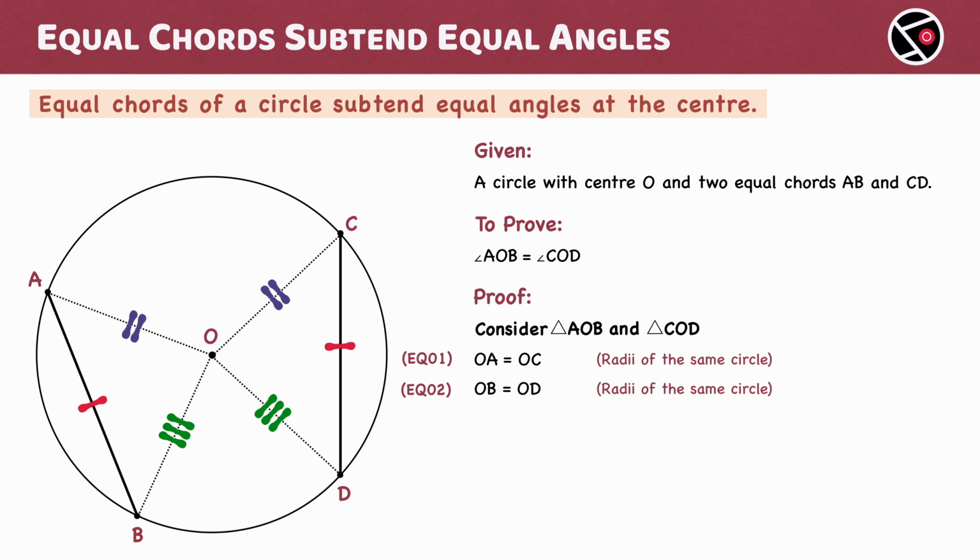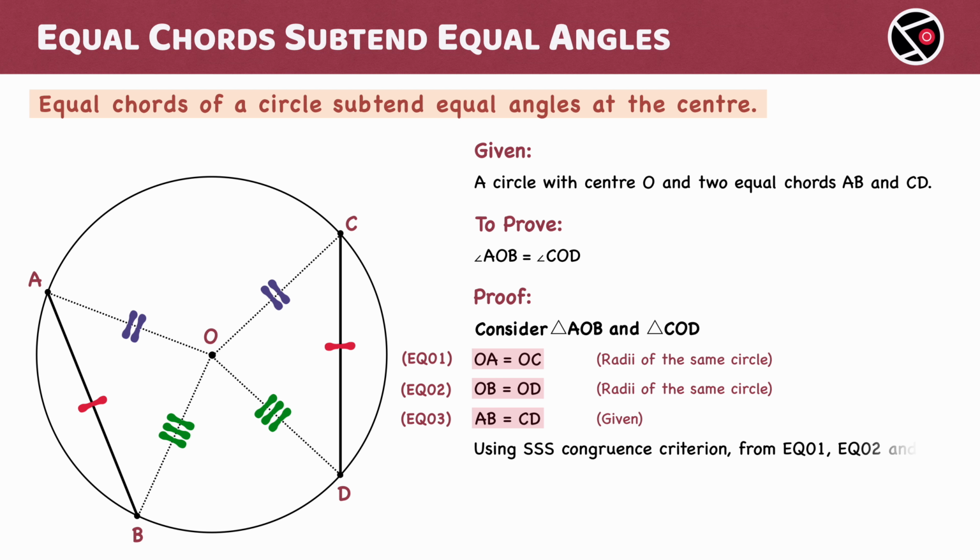Finally, we know that AB equals CD. This is given to us. We have three pairs of equal corresponding sides. So, by the SSS criterion for congruence, triangle AOB is congruent to triangle COD. Now, corresponding angles of congruent triangles are equal. So, angle AOB equals angle COD.